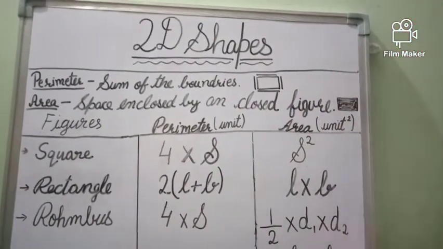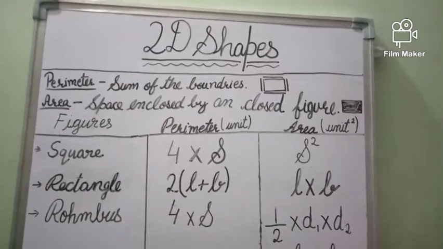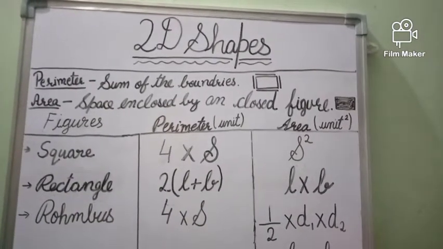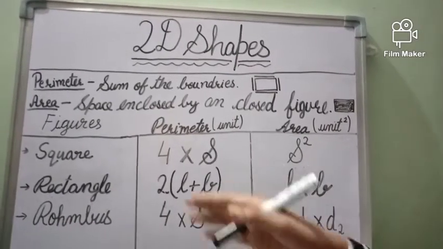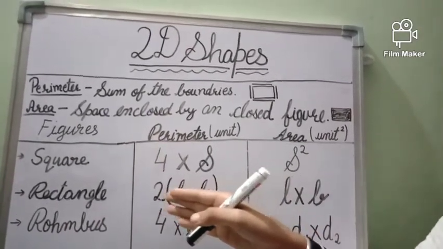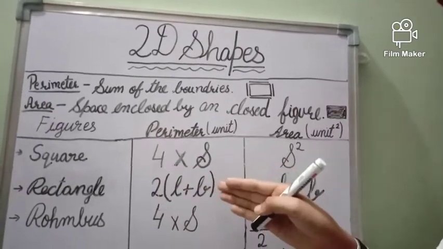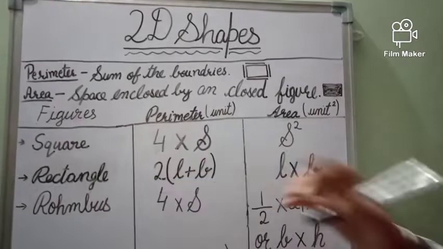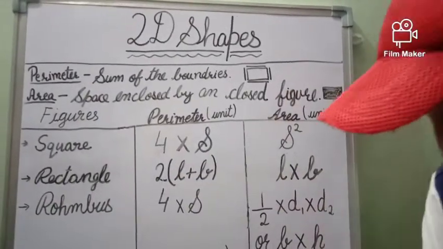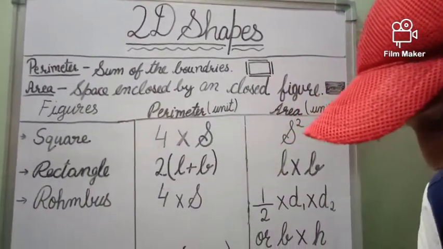Our next figure is rectangle. So the formula to find the perimeter of rectangle is 2L plus 2B, which is 2 outside and in bracket length plus breadth. And the formula to find the area of rectangle is length into breadth. So I have again made a figure to show it to you.